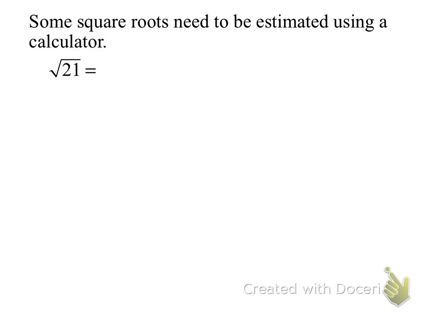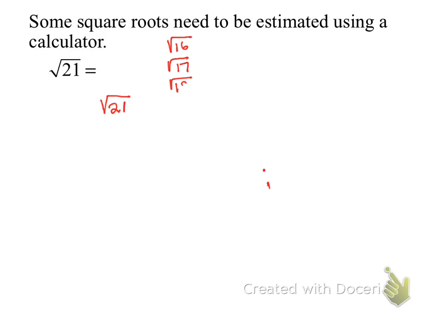So the square root of 21 falls between what perfect squares? 16 and 25. Okay, so I'm going to start at 16, and I want you to make a list. 20 is not a square. Sorry, I was thinking... Okay. It's 16, then the square root of 17.